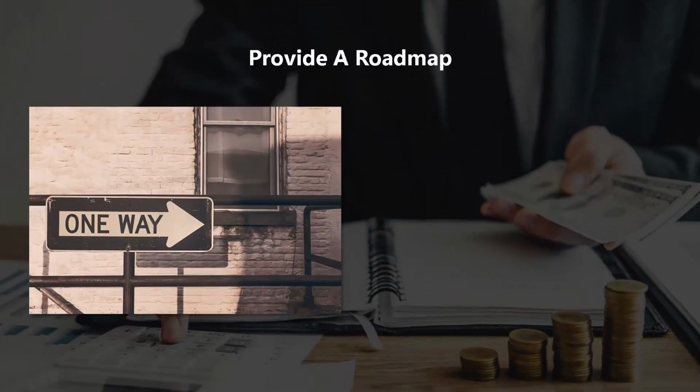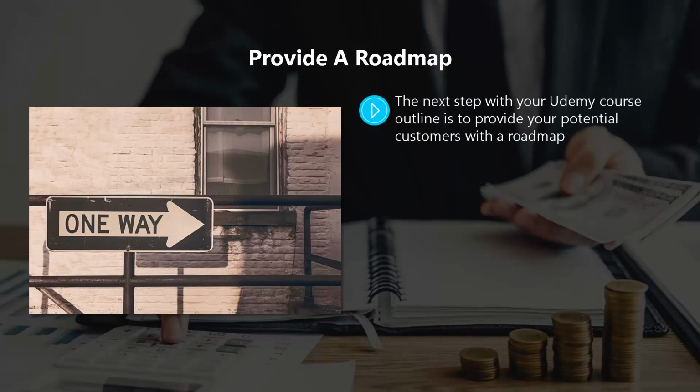Provide a roadmap. The next step with your Udemy course outline is to provide your potential customers with a roadmap. You want to minimize the number of steps as much as you can here. If a potential customer sees many steps involved to achieve the results they want, then they may try to find a similar course with fewer steps. Put yourself in the shoes of the potential student here.